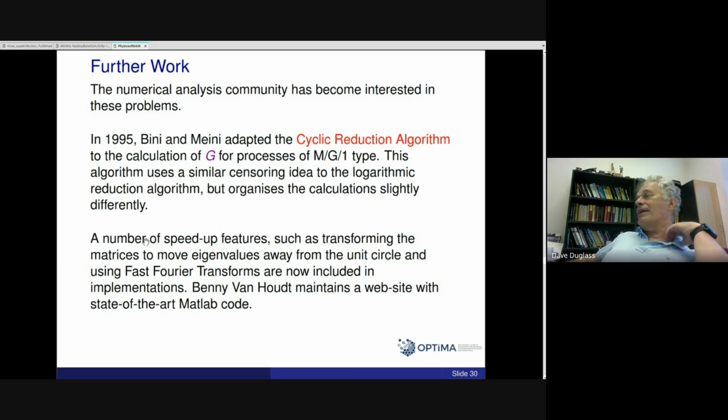And the numerical analysis people have got a bunch of speed up features you can use. You can transform matrices to move eigenvalues away from the unit circle. You can use fast Fourier transforms. And in fact, if I had to do this, I wouldn't try and write my own code. I would go to Benny Van Houdt's website. Benny's at the University of Antwerp, because he's got a website that's got state-of-the-art MATLAB code for doing these things.